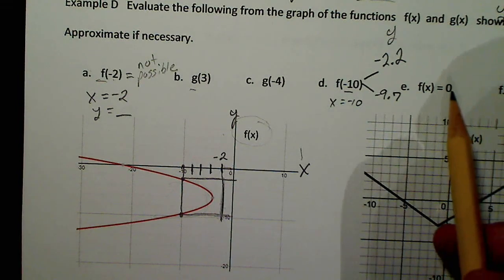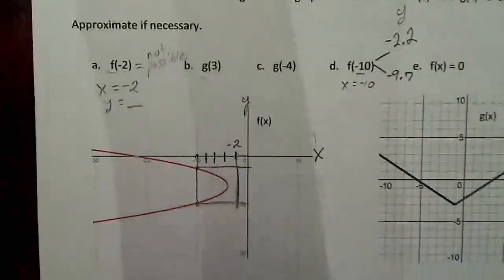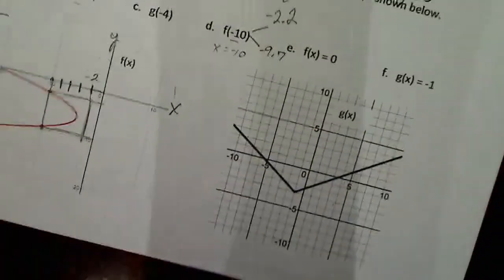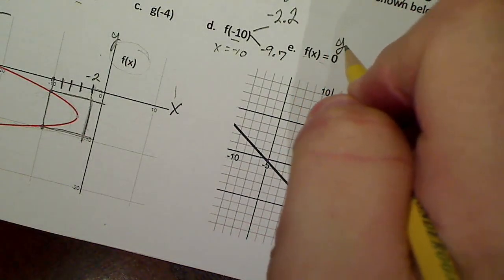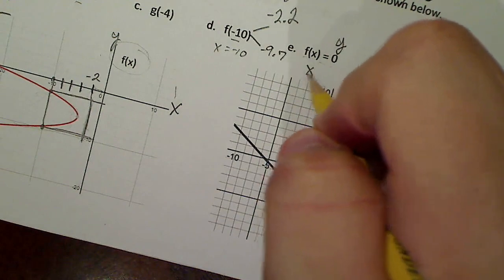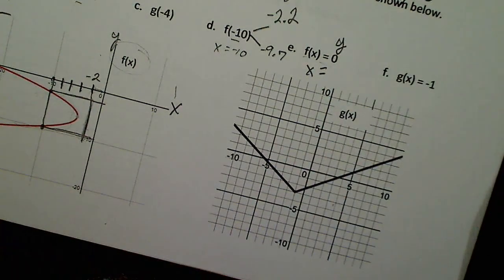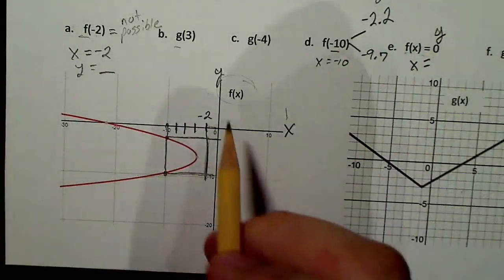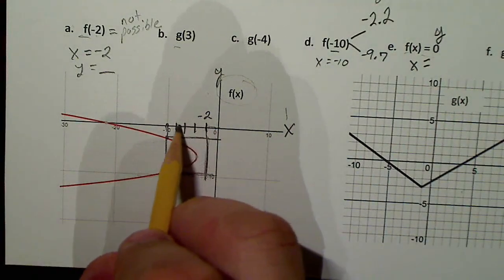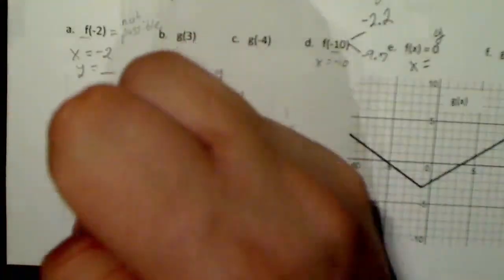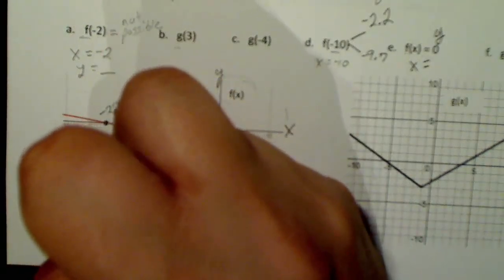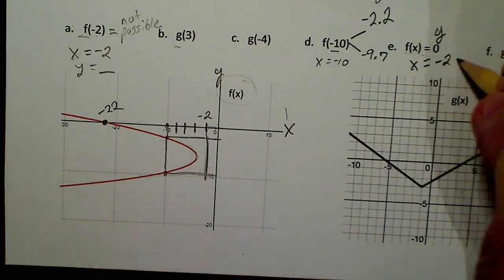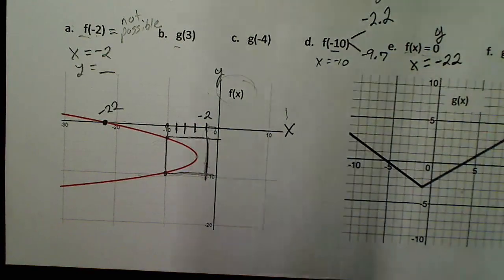Then on letter E, let me show you letter E without having to move everything. You see how it says f of x is equal to 0. What it's basically saying is, if you know that y value is 0, what is x? Well, since I know my y value is 0, my y value is actually the x-axis right here. And I know whenever y is 0, it's this particular point right there, which is negative 22. So my x value at that point is negative 22.